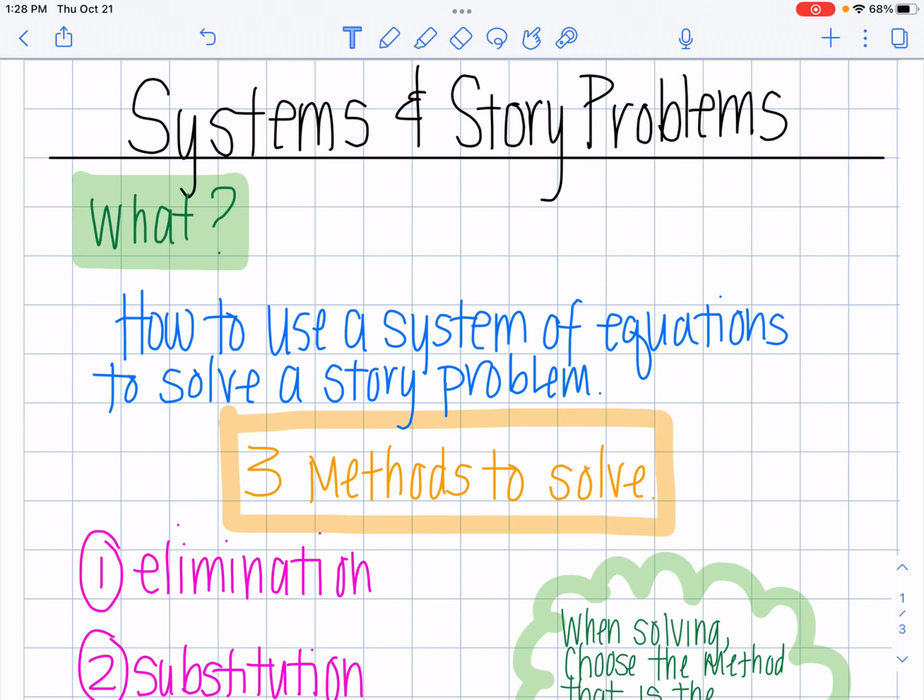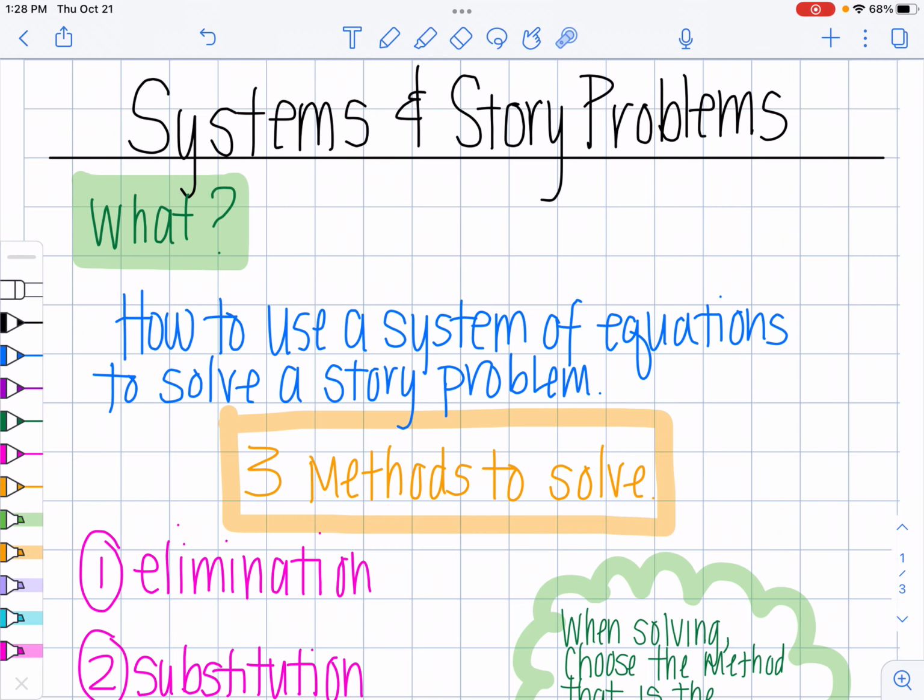Hi there! In this lesson, we're going to talk about systems of equations and story problems. So what are we doing? We're going to use a system of linear equations to solve a story problem. When we're solving a system of linear equations, I just wanted to review this.